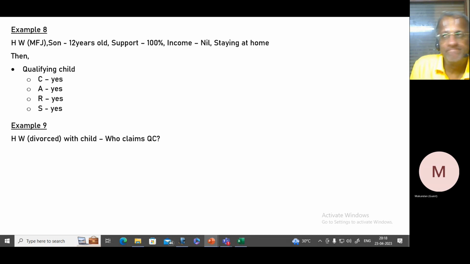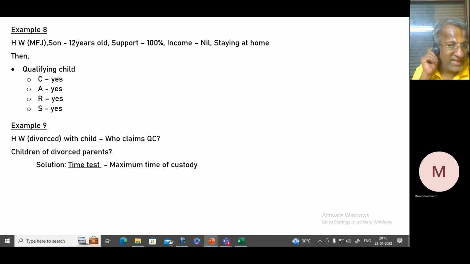So where you have husband and wife divorced with a child, who can claim qualifying child? When they were divorced, the child or the children of the divorced parents, we will call from now on, in a simple way, as divorced kids. That is kids of divorced parents. But they have not gone in for any divorce. Their parents were divorced, and therefore, in short, for the purpose of referring, we will call them divorced kids.